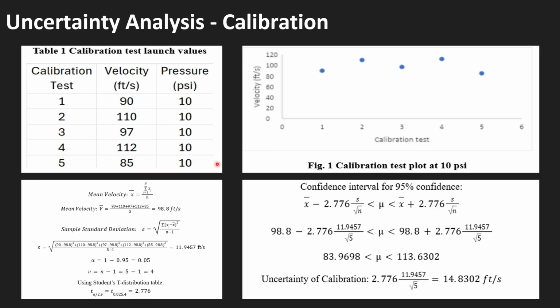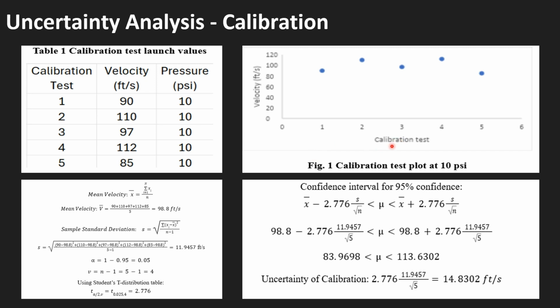Okay, for the next part, we wanted to find the uncertainty in our calibration. As stated before, to calibrate our air pressure, we actually shot 5 calibration tests, each at 10 psi. As you can see in Table 1, we have our different velocities with the same pressure, and these can be more visualized in Figure 1 in this plot here.